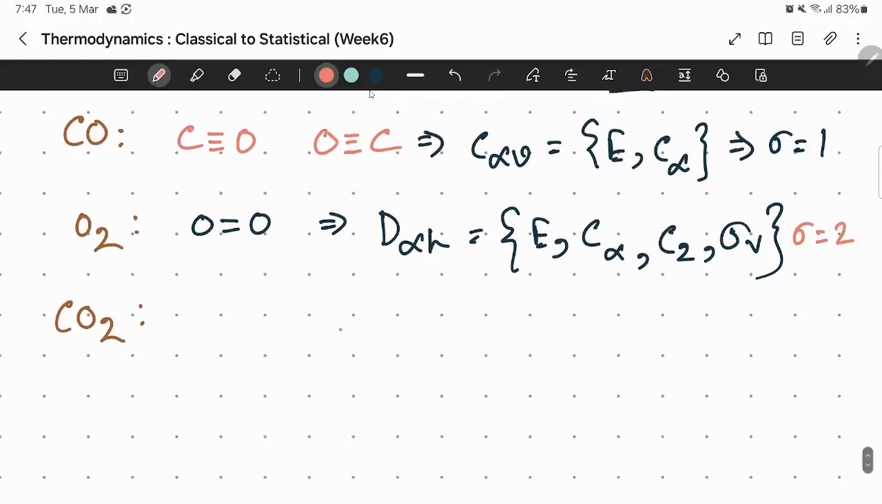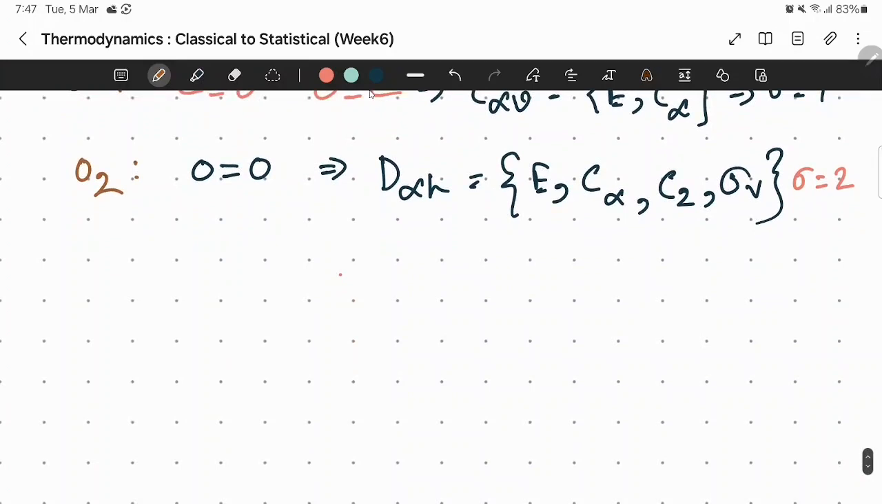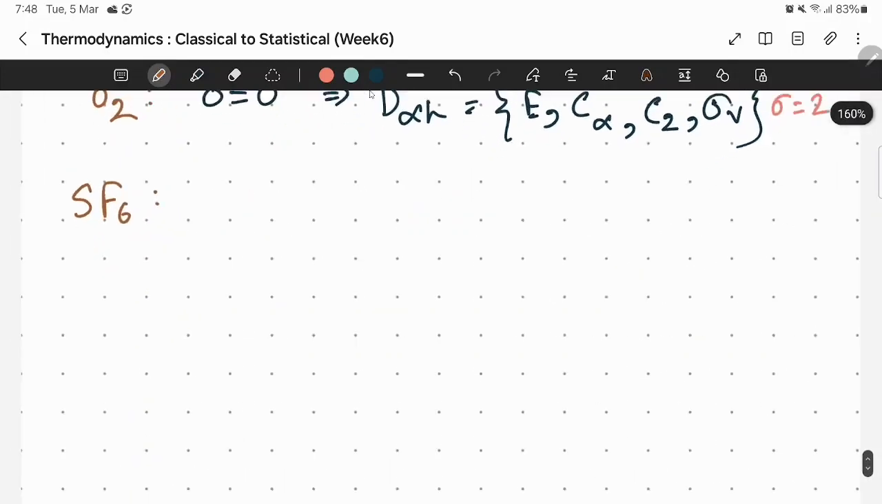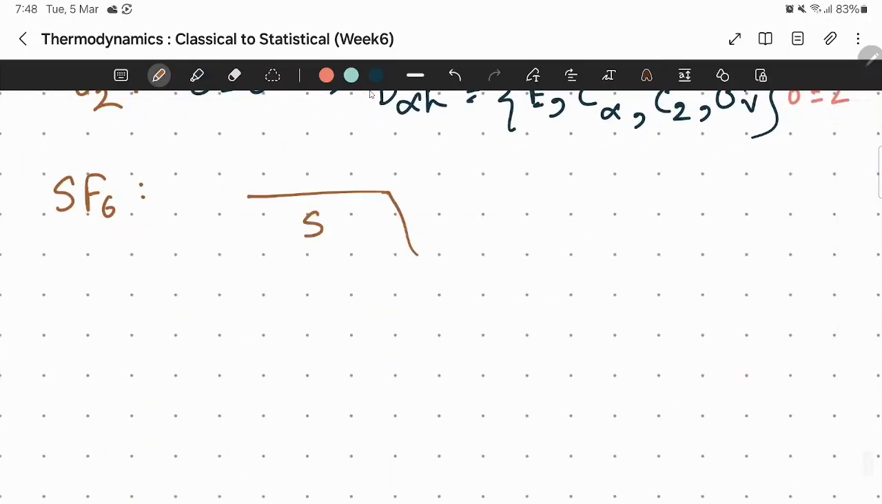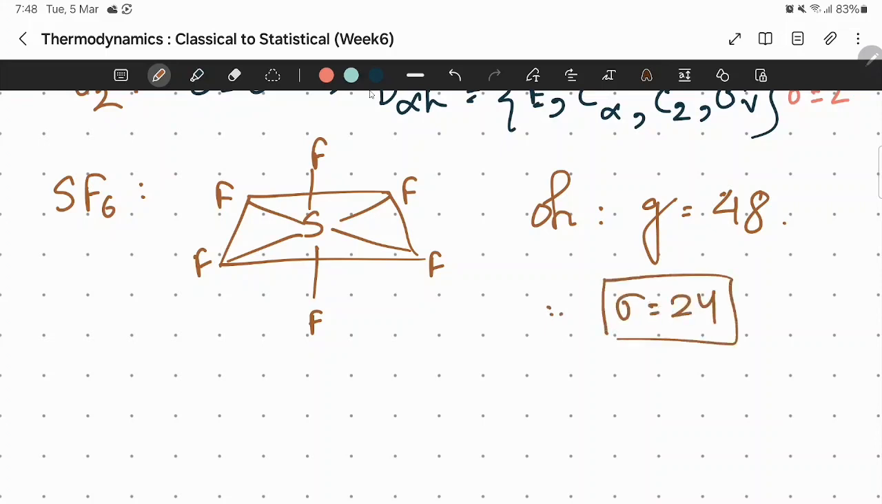These basic molecules you can remember, but if it is given like SF6, then what will we do? What is the structure of SF6? If you remember, SF6 looks octahedral. And for an octahedral molecule, the point group is the octahedral point group. In the octahedral point group, the order G is 48. So sigma will be 24. Then only you can do it for SF6.